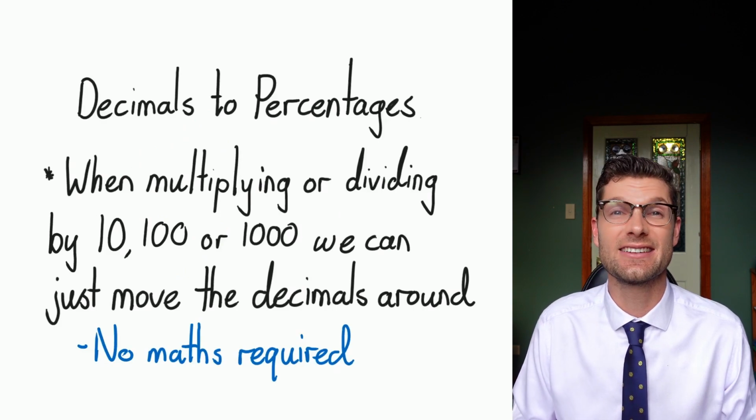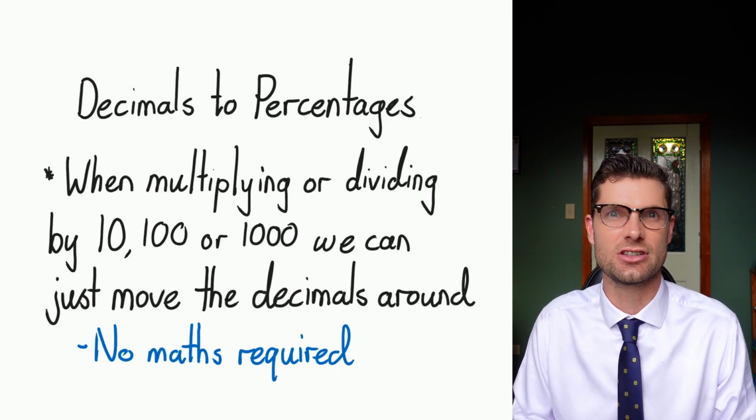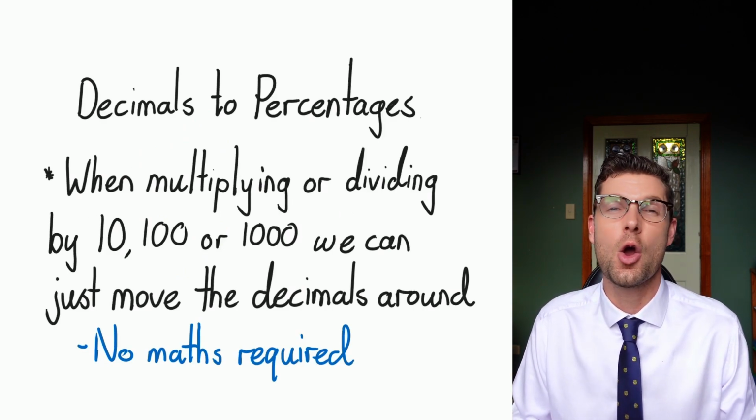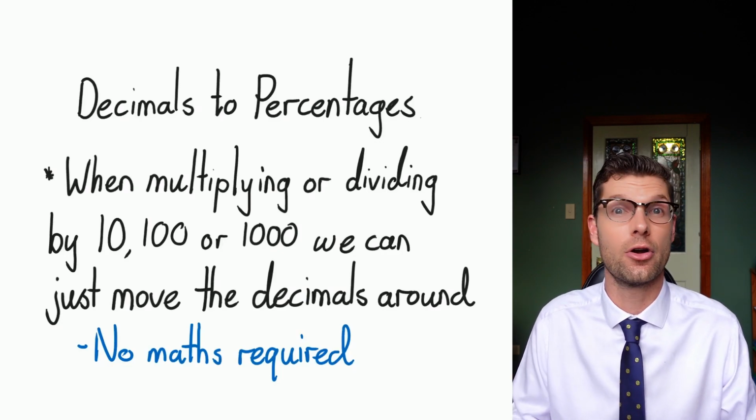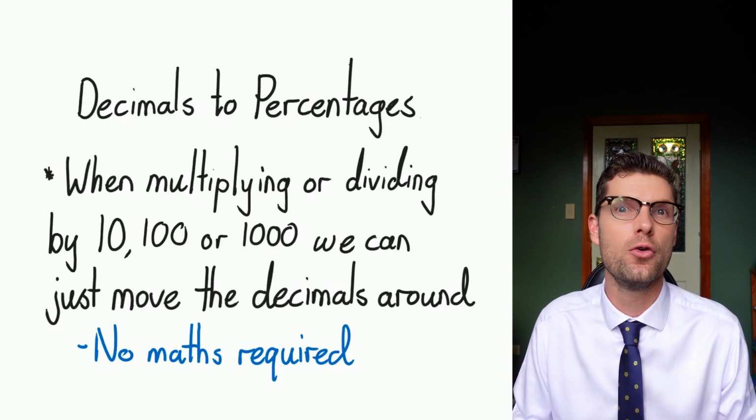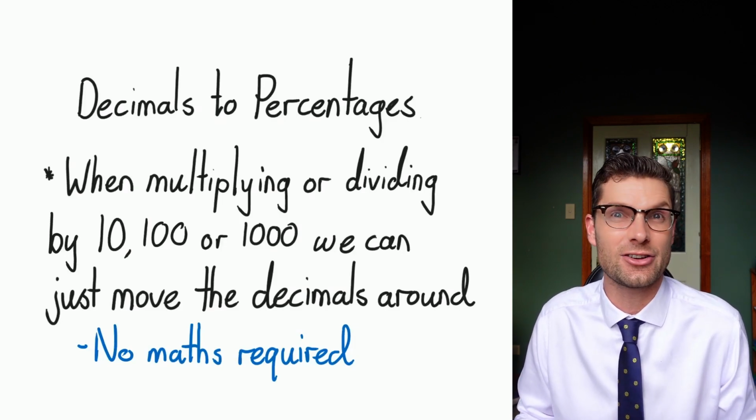The other situation we're going to see is we need to turn decimals into percentages. And this is actually incredibly easy. When we multiply something by 10 or 100 or 1,000, all we have to do is move the decimal point around. We don't actually have to do any maths.